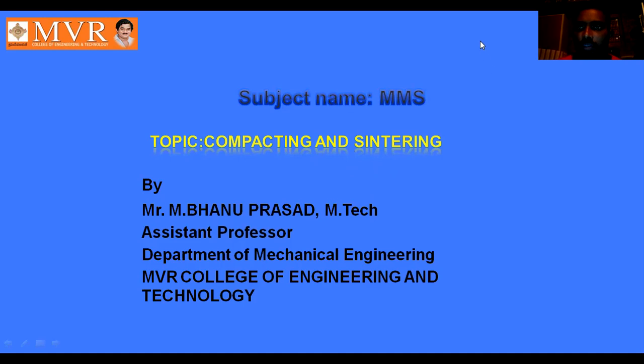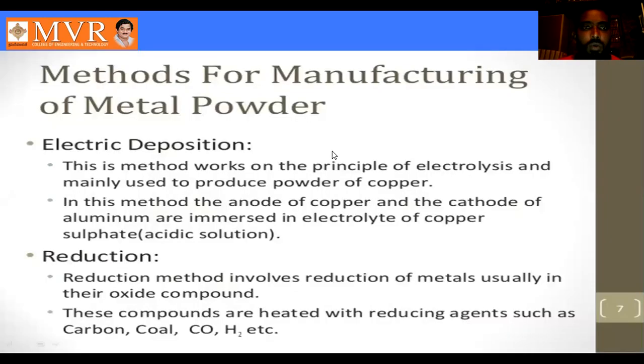Now, on this topic: methods for manufacturing of metal powders. The first one is electric deposition. This method works on the principle of electrolysis and is mainly used to produce powder of copper.